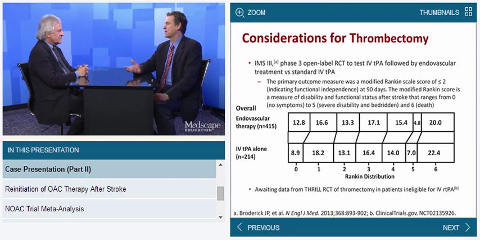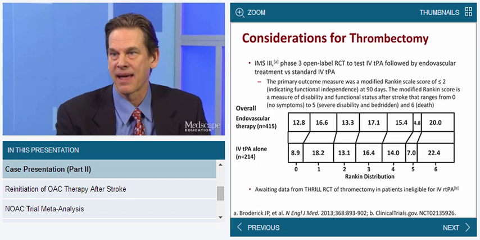Okay, great. So the bottom line is you try to get the TPA in if it's feasible, and then if they're not responding, or this is an M1 occlusion patient, how do you decide when to pull the trigger on going to the cath lab?